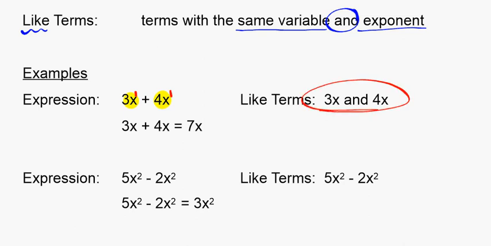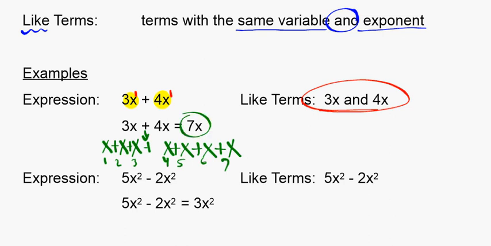Well, you can actually combine these. 3x is the same as x plus x plus x. 4x is the same as x plus x plus x plus x. So if I were to add these two together, 1, 2, 3, 4, 5, 6, 7 total x's. You can combine like terms.